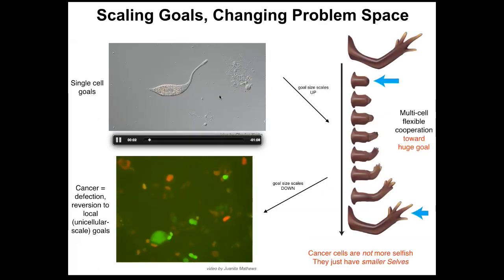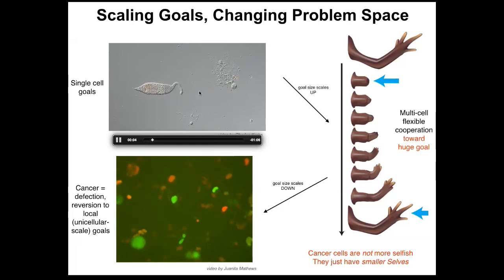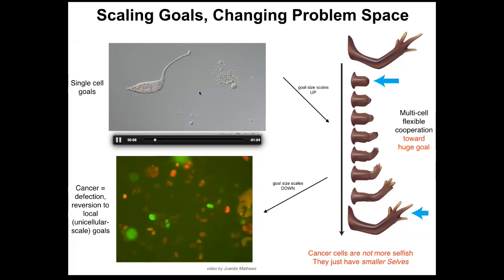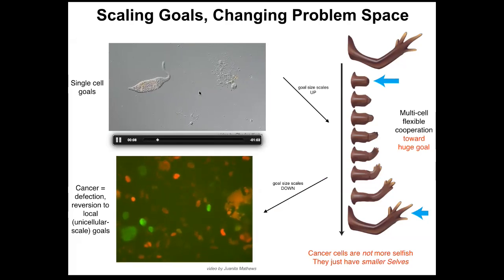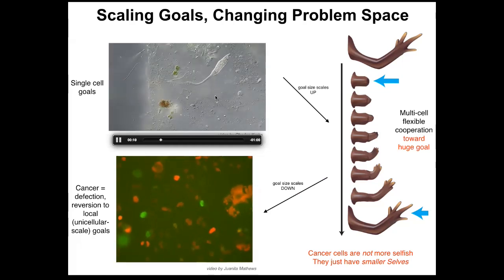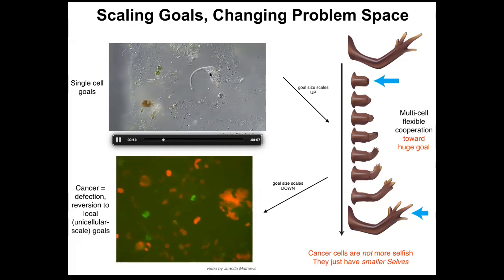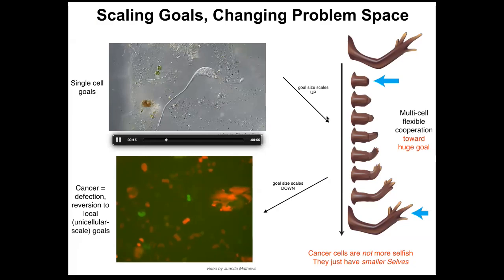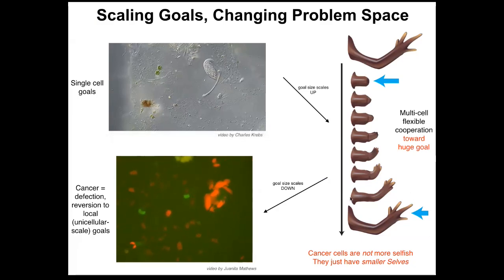So during development and during evolution, what actually happens is by joining together, the size of the goals that they're pursuing gets radically increased. So while individual cells only care about what's going on inside their own borders, these cells work really hard on this grandiose goal of maintaining a large structure.